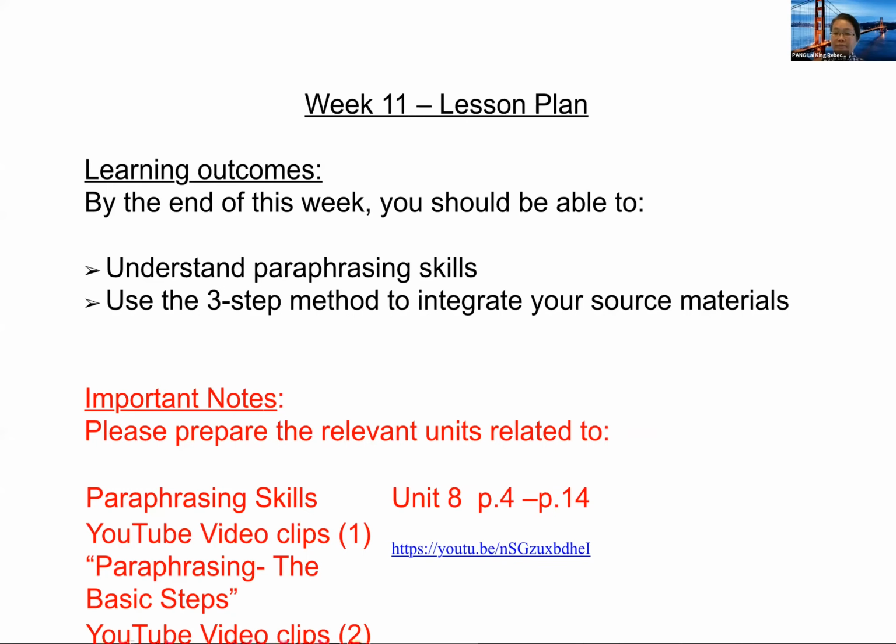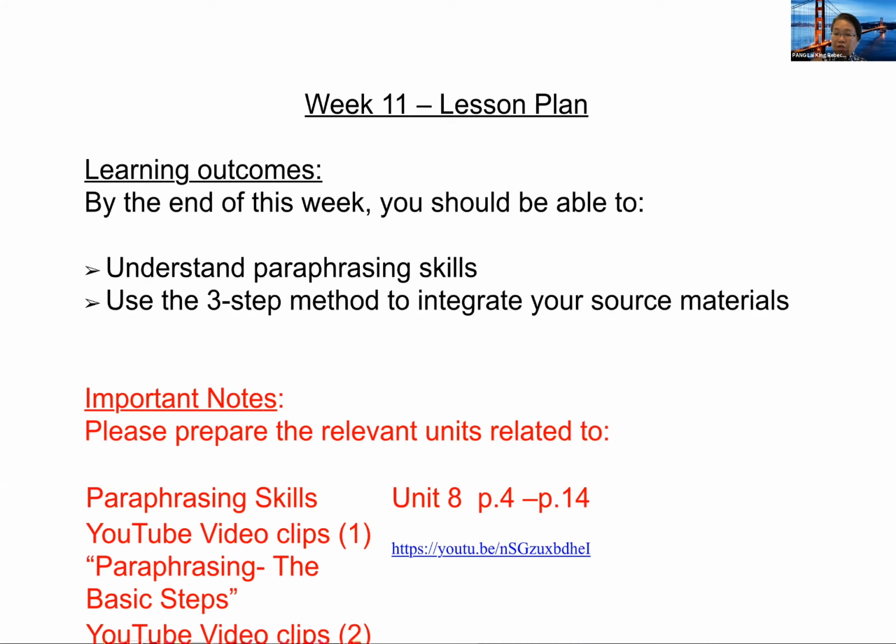So let's look at the course unit. Week 11 lesson plan, not unit actually. Last week, as I said, we talked about how to use citations to be included in the quotations you have used. And this week, very simple, I'll move on to talk about the use of paraphrasing skills.